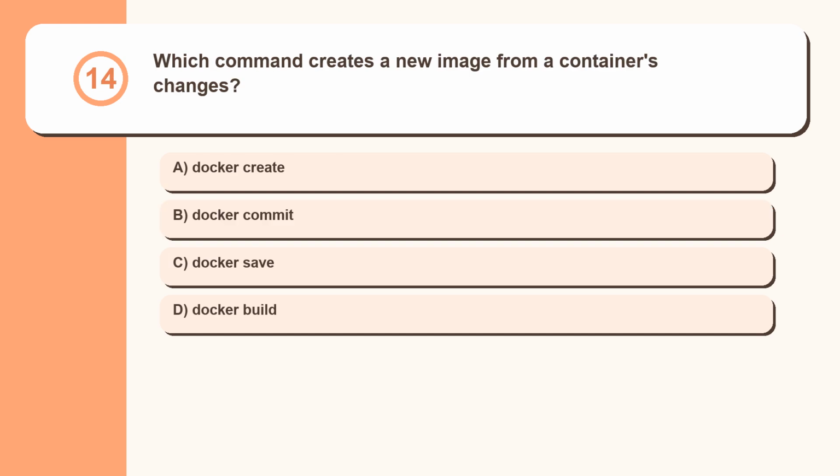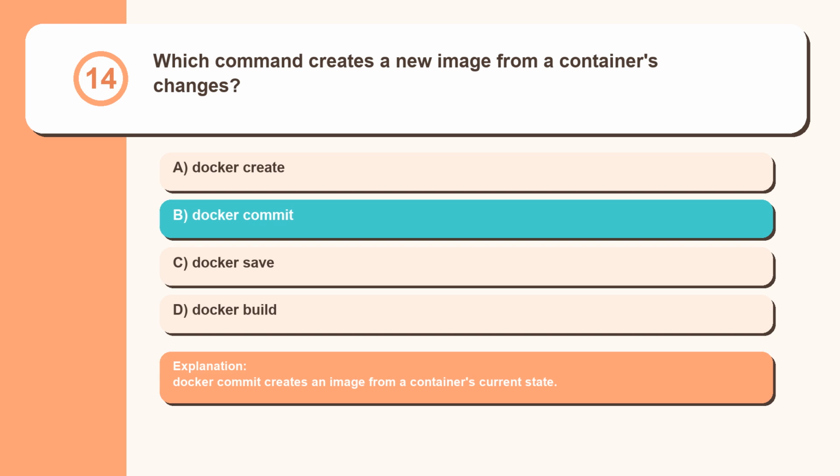Question 14. Which command creates a new image from a container's changes? docker create, docker commit, docker save, docker build. docker commit creates an image from a container's current state.